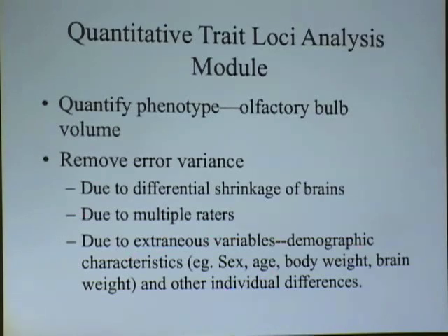We've got extraneous variables. So these mice come in all kinds of sexes, ages, body weights, and other kinds of flavors. And that, of course, increases the variance in your phenotype. We've got to take care of that, all right? And we will do that with statistics.